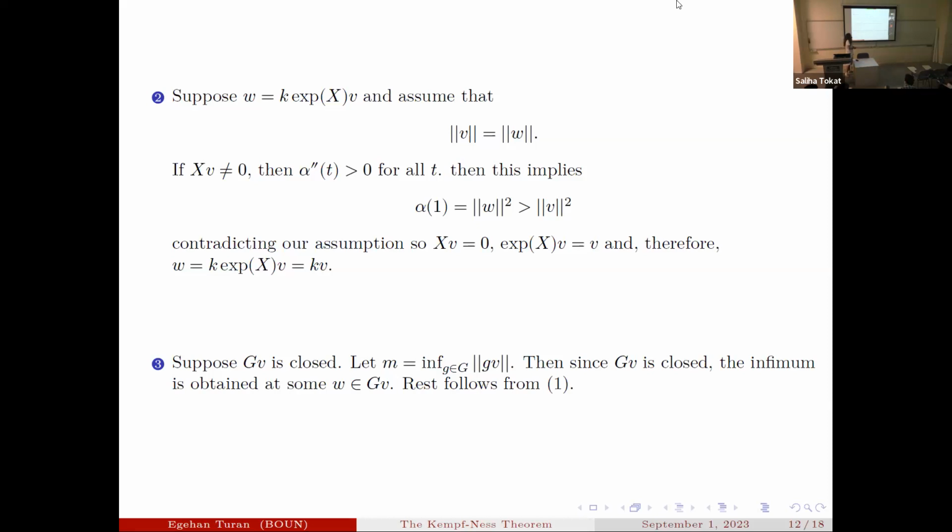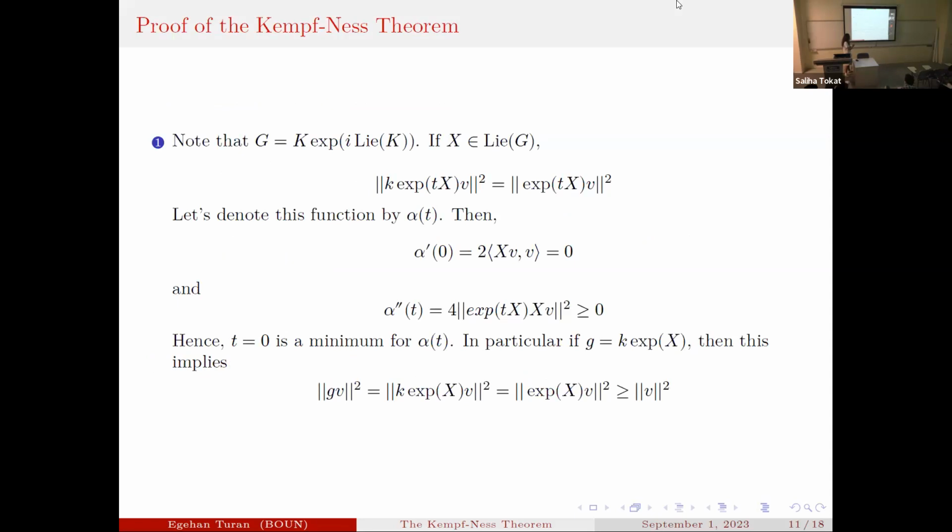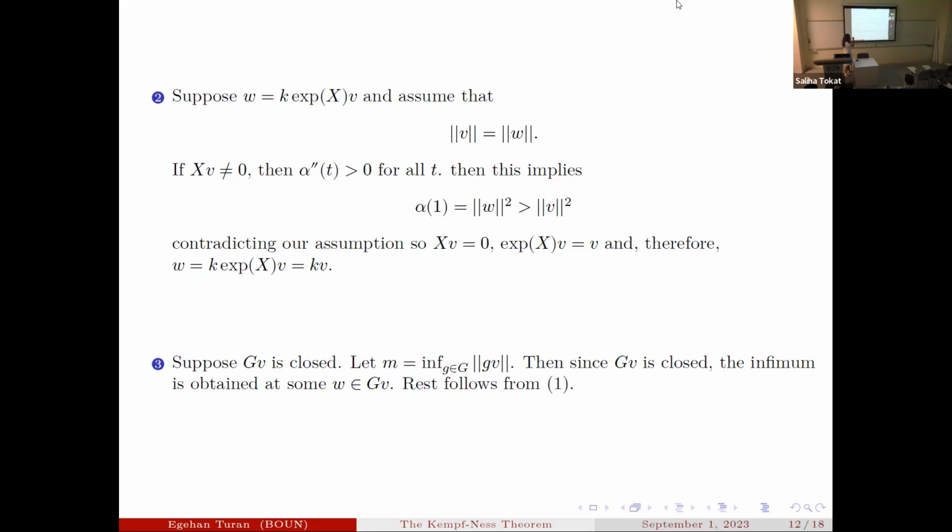And let's assume for a second that x times v is non-zero. Then the second derivative, which I just found here, will be strictly greater than zero, because if xv is non-zero, by acting on it with the exponential, I cannot make it zero. So the second derivative will be strictly greater than zero, which makes alpha 1 strictly greater than alpha 0. But alpha 1 is just equal to the norm of w squared, and alpha 0 is just the norm of v itself. And by my first assumption, this contradicts that. And so I know that x times v must be equal to zero.